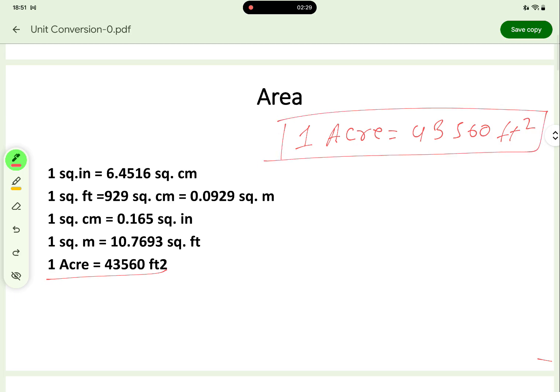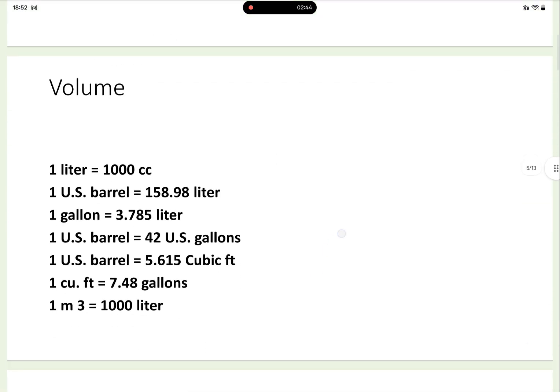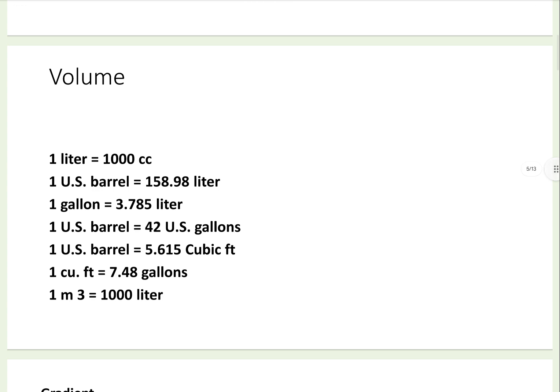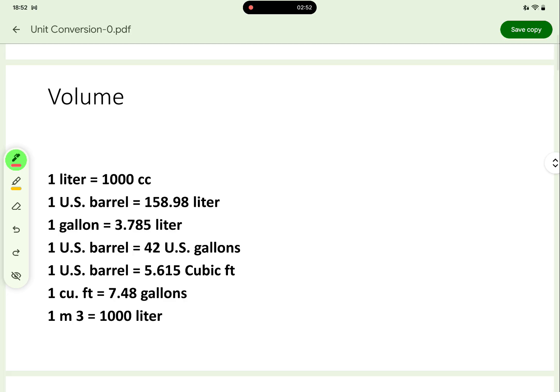If you are good with the length conversion that I have discussed earlier, then you can easily change the unit into area. Now coming to the next slide, which is volume. This is the most important thing that you need to remember, that in the volume unit, what mainly we have to focus on is 1 US barrel and this thing, right?